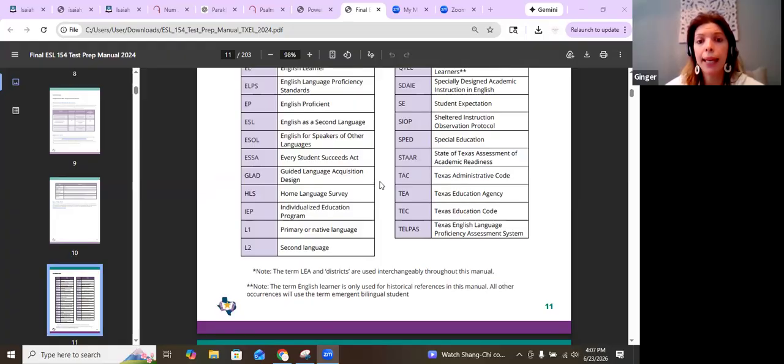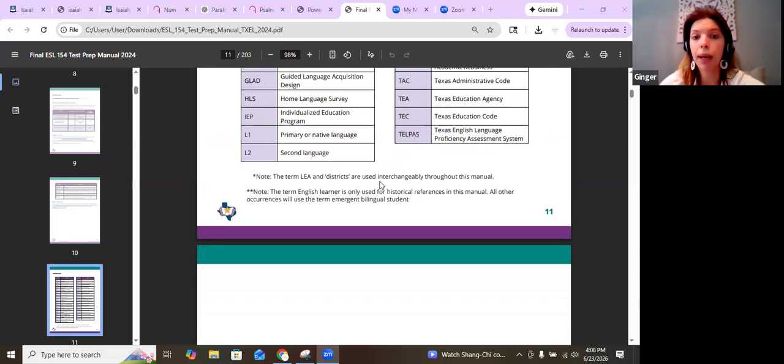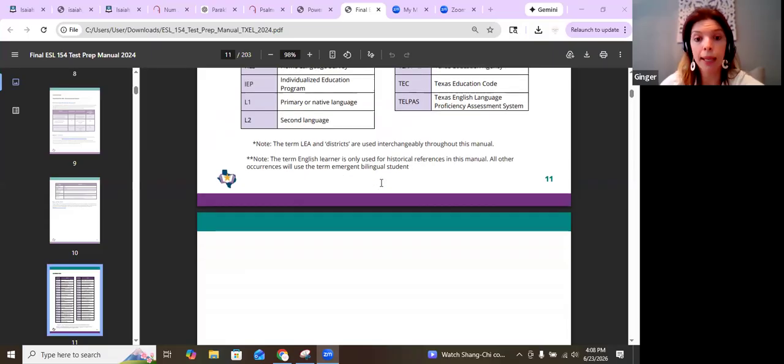STAAR stands for State of Texas Assessment of Academic Readiness. TAC stands for Texas Administrative Code. TEA stands for Texas Education Agency. TEC stands for Texas Education Code. TELPAS stands for Texas English Language Proficiency Assessment System. We'll see that in this book too.